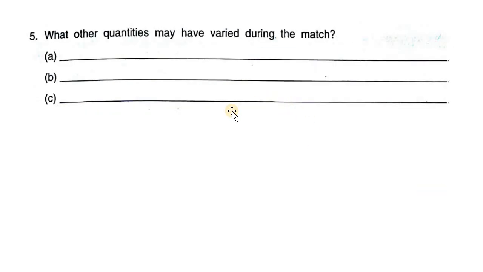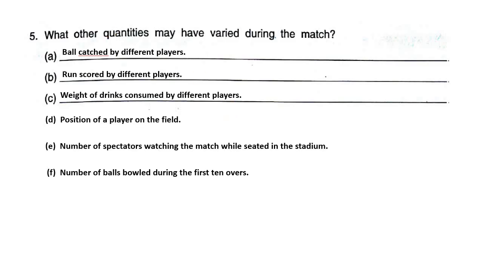Now, what are the other things which can vary during a match? What do you think, students? Let me give you some more examples. Suppose the ball caught by different players. How many times is a ball caught by a player in a game? Maybe 0, maybe 2. Someone catches the ball 2 times and the batsman gets out, something like that. Next, what are the runs scored by different players? Again, what is the weight of the drink consumed by different players during the entire course of the match? Again, it's a variable. Someone drinks water, mineral water, Coca-Cola. Someone drinks mango juice and all that. The entire weight can be different.